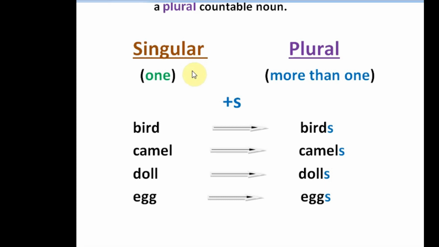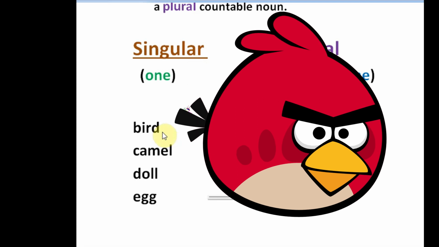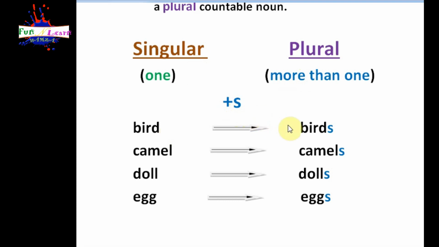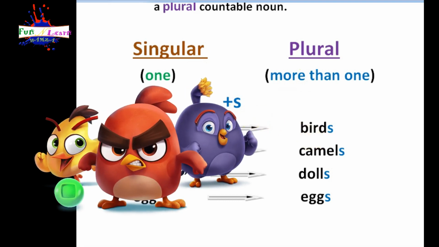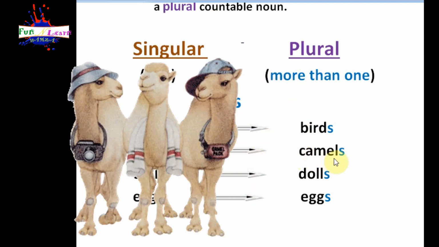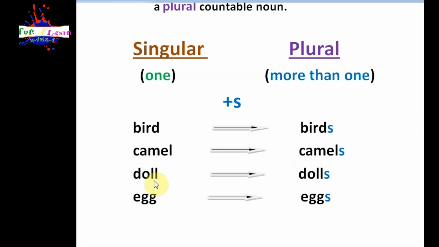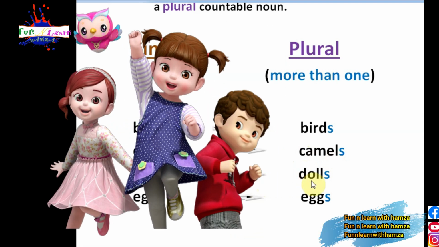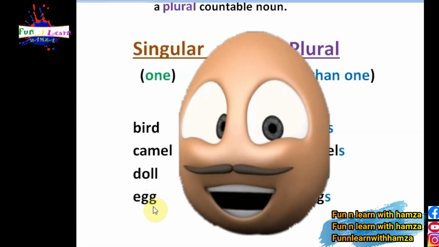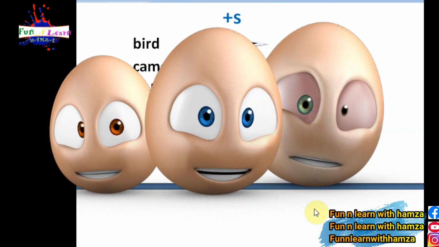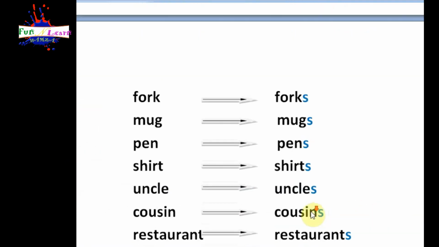Let's look at some singular nouns and how to make them plural. For example, bird. Bird is a singular noun, and we just add an extra s at the end to make it a plural noun. Camel. We add s to make it camels, which is a plural noun. Doll is a singular noun. We add s to make it dolls, plural noun. Egg. Again, we add an s at the end to make it eggs, which is plural. Plural can be anything more than one.